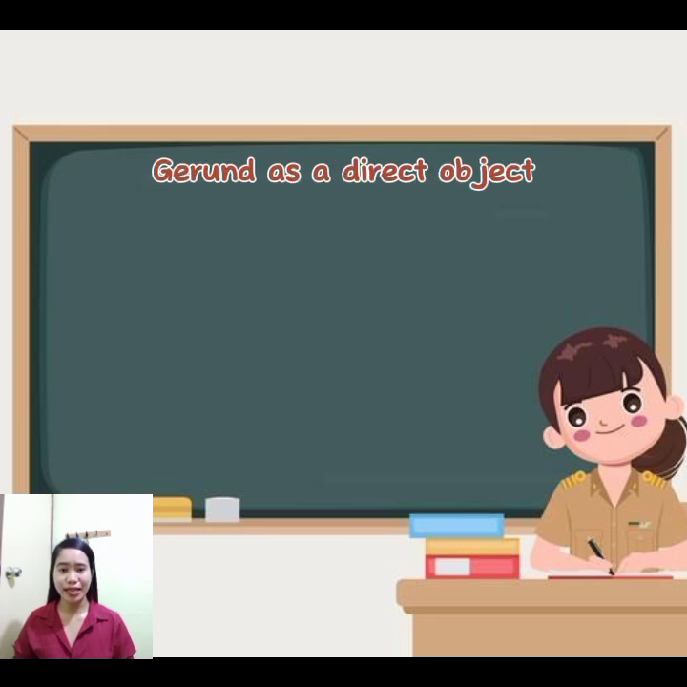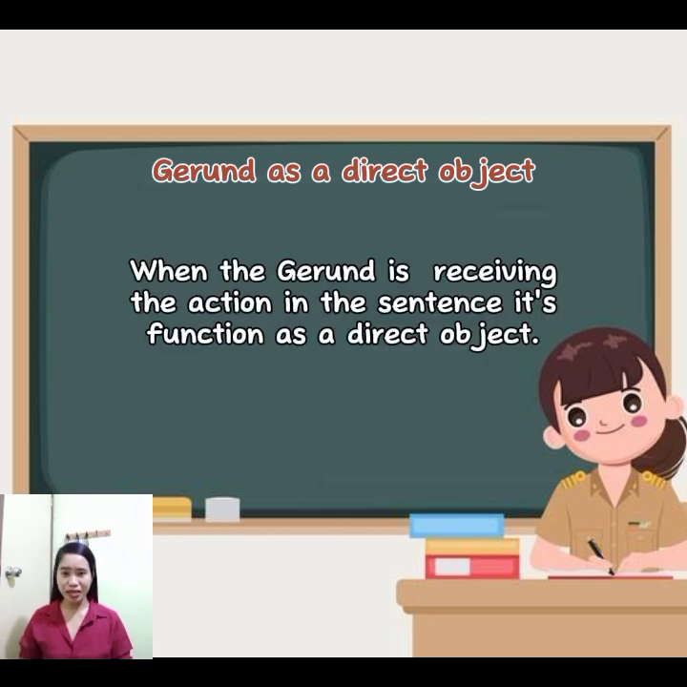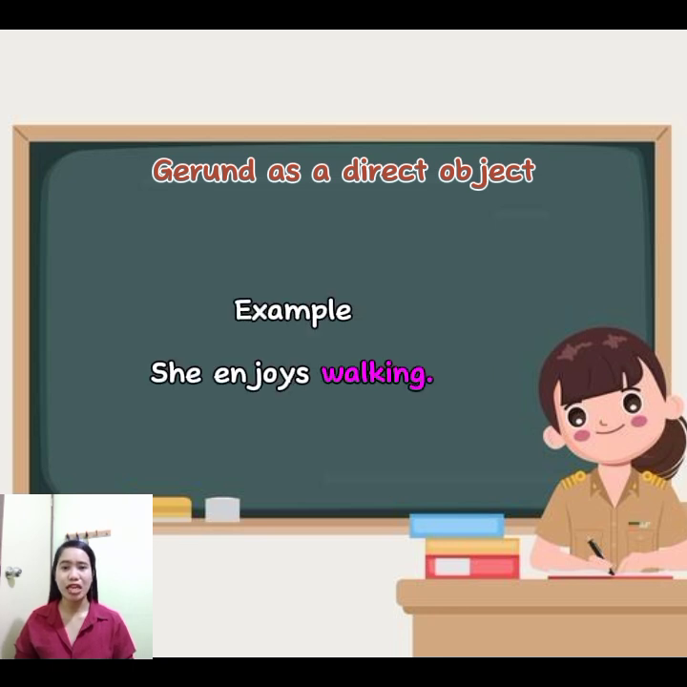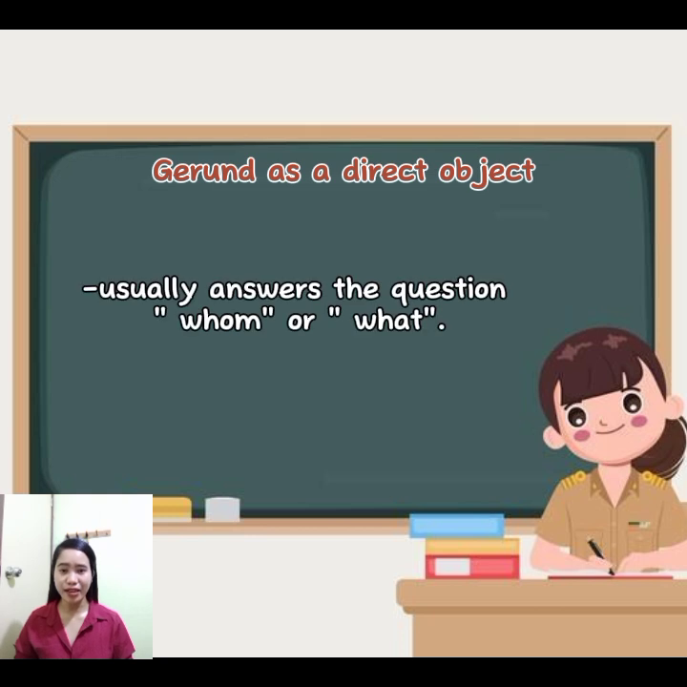Next is gerund as direct object. When the gerund is receiving the action in the sentence, it functions as a direct object. Example: she enjoys walking. The gerund walking answers the question, what does she enjoy? A gerund as direct object usually answers the questions whom or what.